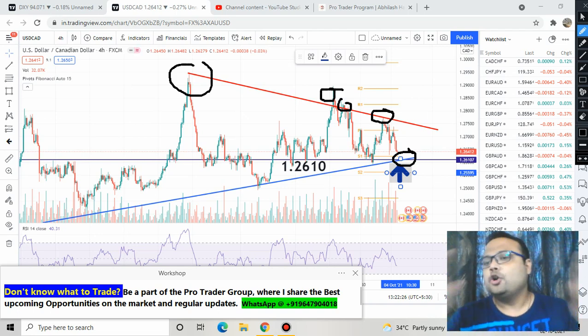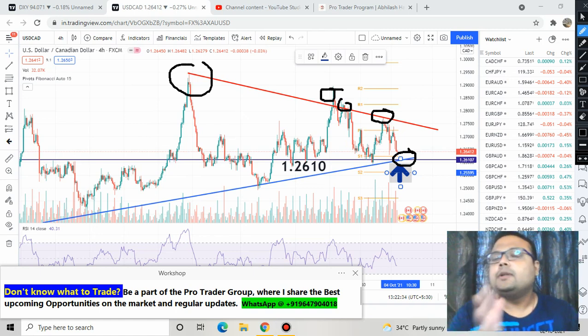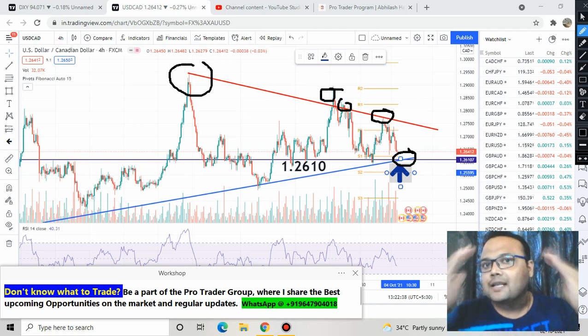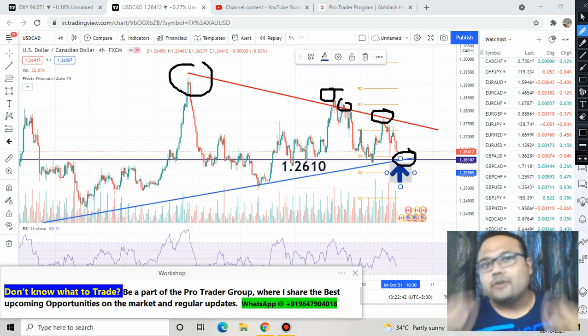So yes, no doubt USD CAD is in an uptrend, it is taking support and bouncing from this level, but we also cannot deny the fact that the market is unable to cross the previous highs, which clearly implies that sellers are coming to the market, and slowly they are pressurizing the market.